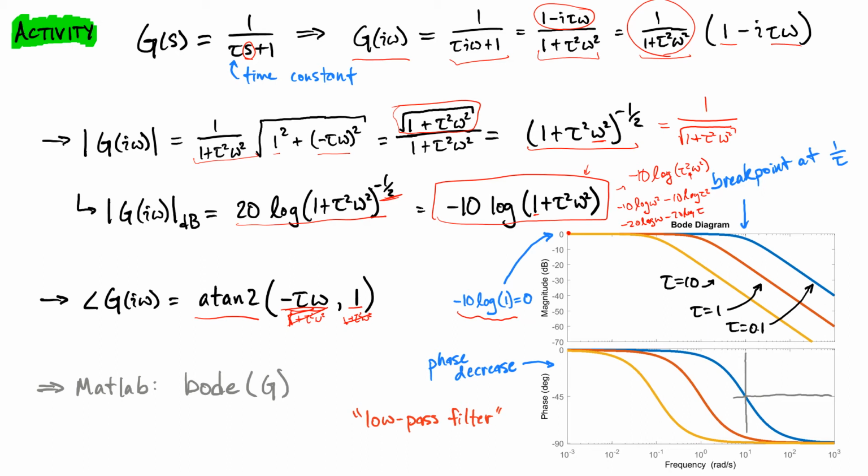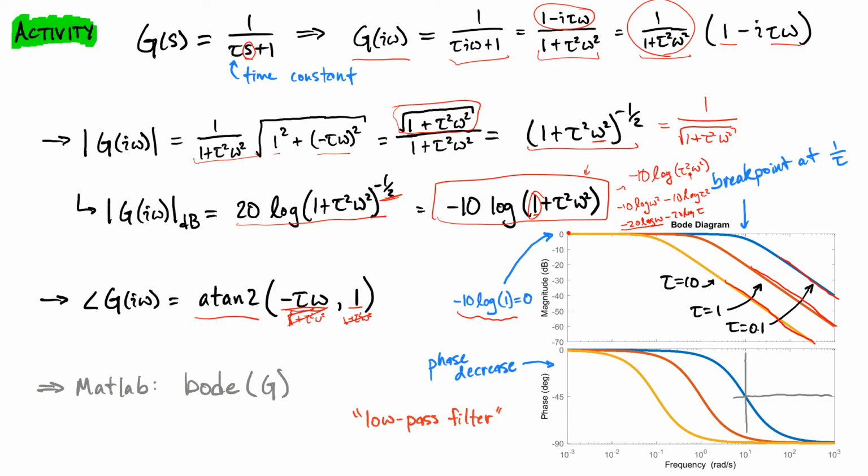So that's what it looks like when omega is large, and we can forget about this extra 1. That means this looks just the same as our 1 over s term, where it was going down at a slope of 20 dB per decade. And so that's what you're seeing here: a slope of minus 20 dB per decade. So no matter what value of tau you have, it still approaches this minus 20 dB per decade.